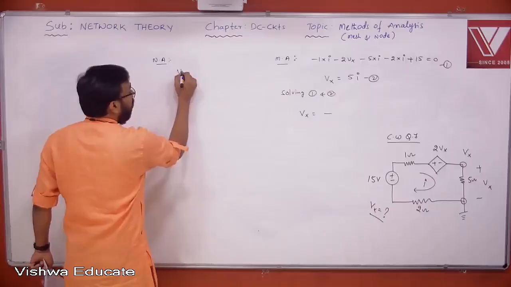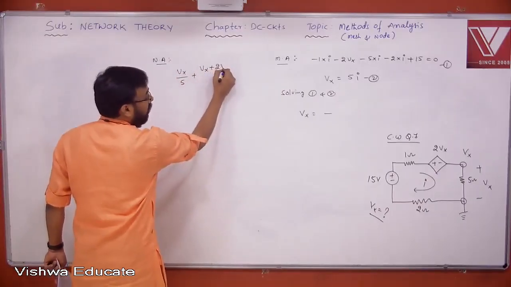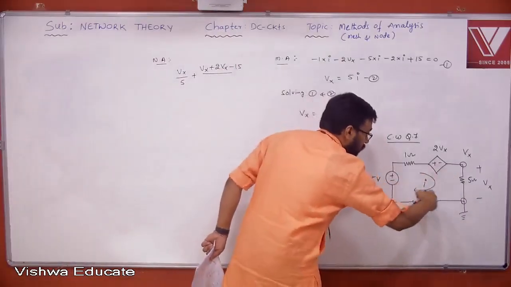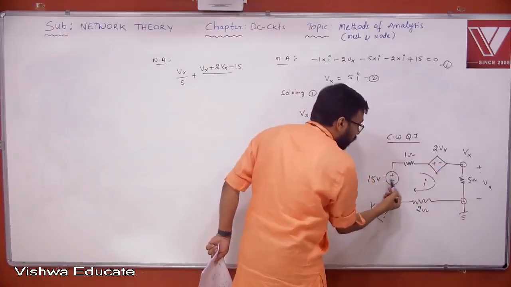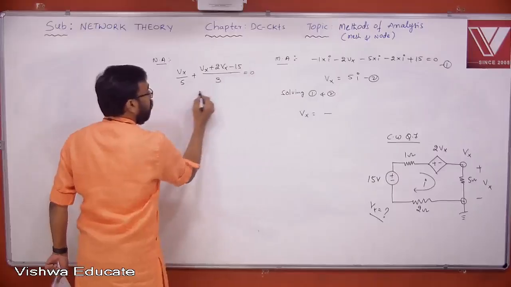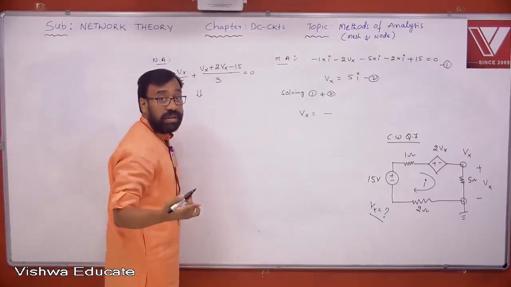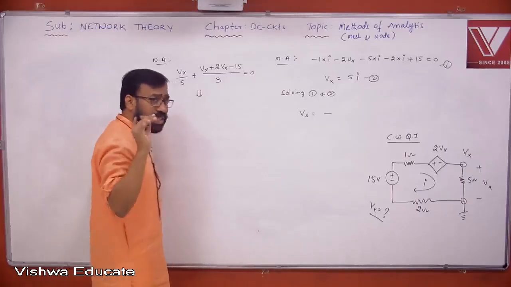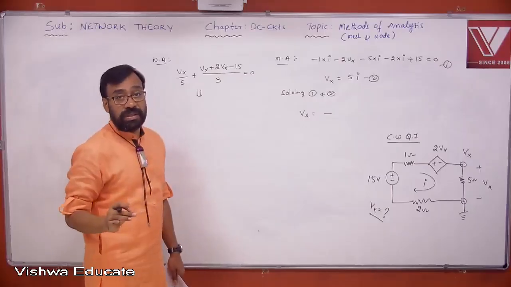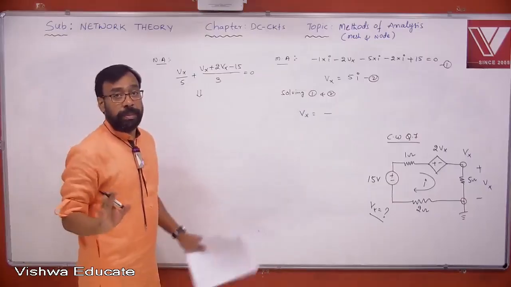You look at that. Vx by 5 plus Vx plus 2Vx minus 15 by, yes or no? This entire path, you look at this. Vx plus 2Vx minus 15 by 1 plus 2, that is 3, is equal to 0. From this, you see you have only one equation and one variable, so you can directly find it. Do you understand, all of you? I don't say you always need extra equations, but I would say there is a possibility for extra equations requirement in the case of dependent source problems, depending on the problem given.